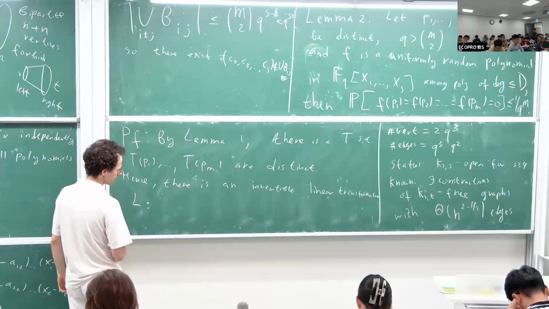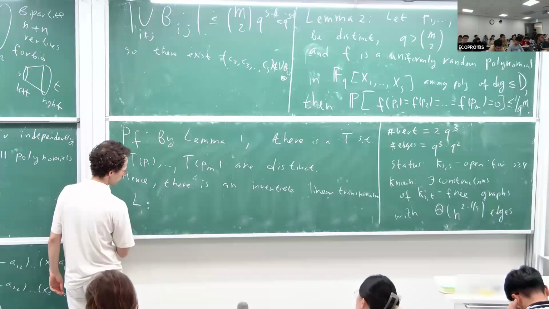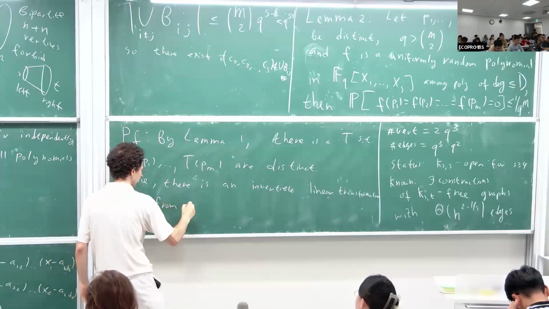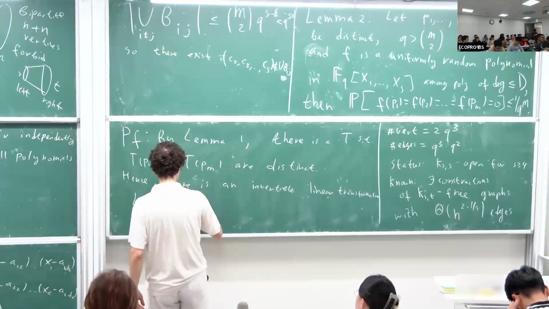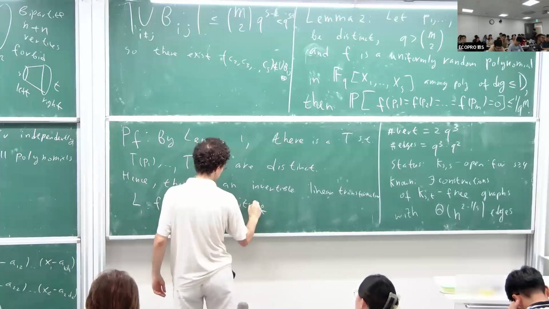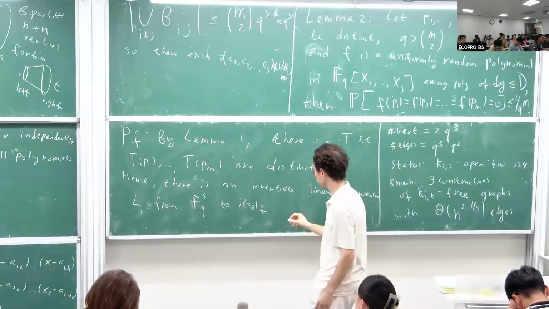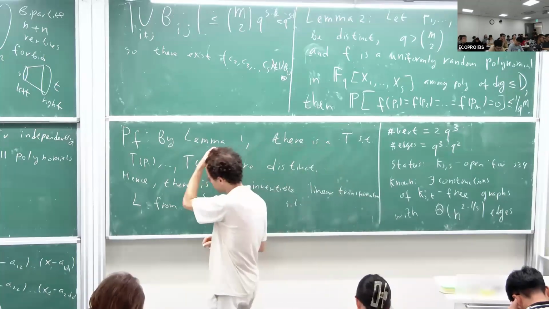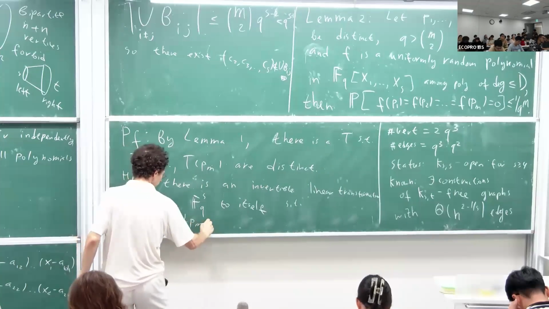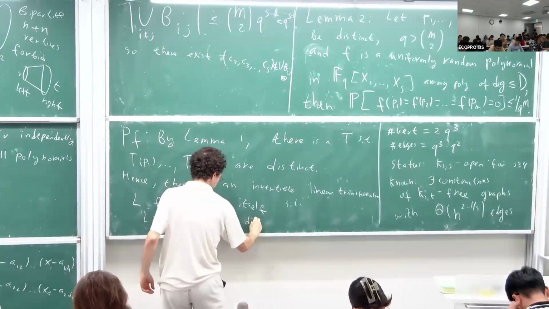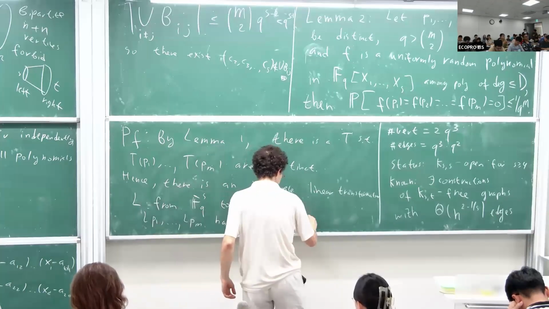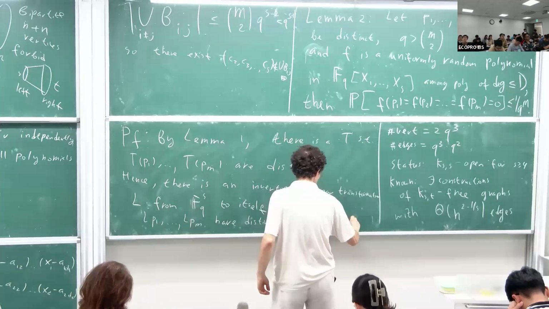I cheat slightly. Let me cheat from F^s to itself. So in other words, such that L(P1), ..., L(Pm) have distinct first coordinates. Okay. So in other words, what we're going to do is define this linear transformation.